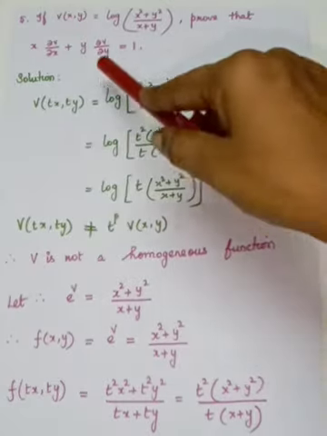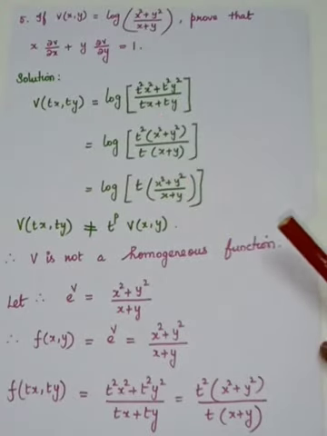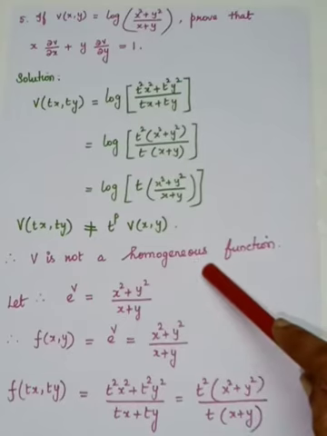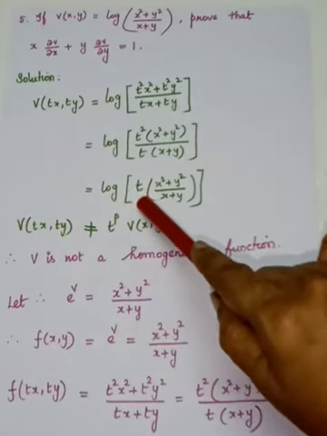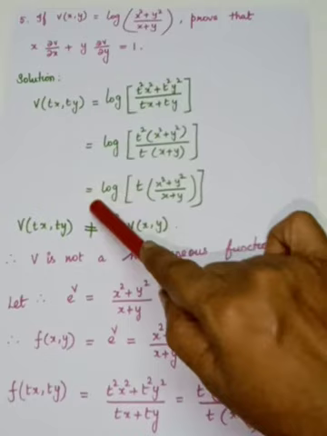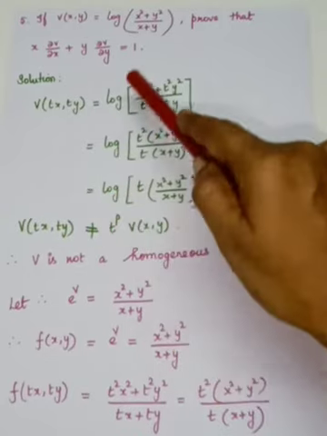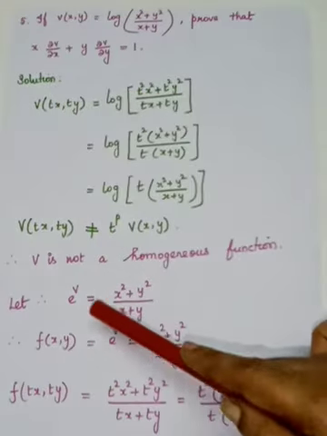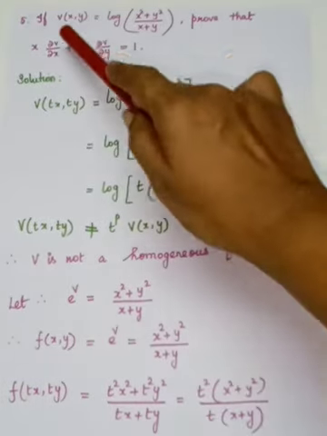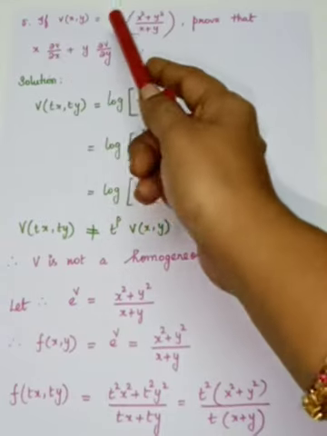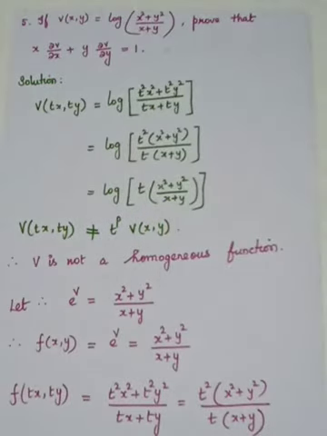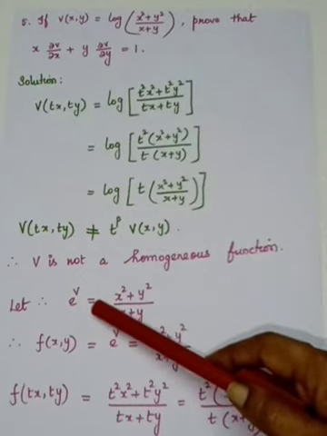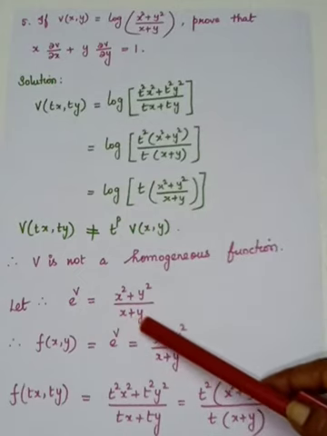But anyhow, we have to prove this result. So here, why is this v not a homogeneous function? Because the t cannot be taken out because of this log. But what you have to do, this log has to be taken to the left side. How will it be written? It is e power v. So the logarithmic function's inverse, when you bring it to the left hand side, it is e power v. So e power v is equal to x squared plus y squared divided by x plus y.